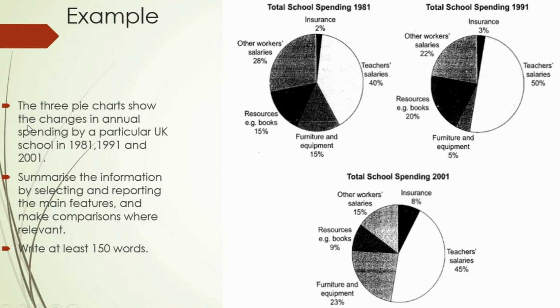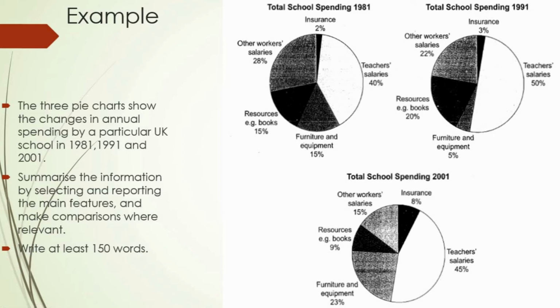The three pie charts show the changes in annual spending by a particular UK school in 1981, 1991 and 2001. Summarize the information by selecting and reporting the main features and make comparisons where relevant. Write at least 150 words.